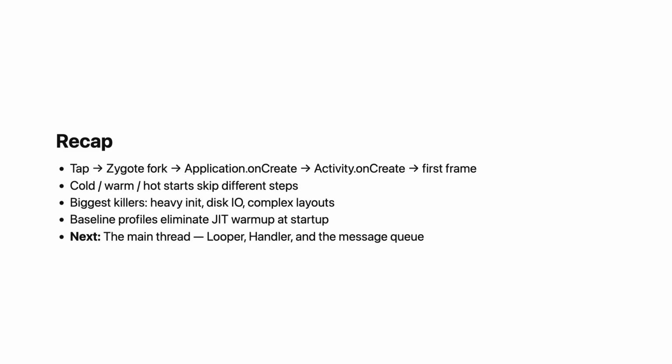Let us recap. When you tap an icon, the system asks Zygote to fork a new process. Your Application.onCreate runs, then your activity is created, the layout is inflated, measured, laid out, and drawn. The first frame appears on screen, and only then does the user see your app. Cold starts go through every step. Warm starts skip process creation, hot starts skip almost everything. The biggest startup killers are heavy initialization, disk I/O on the main thread, and complex view hierarchies. Baseline profiles precompile your hot paths to eliminate JIT warmup.